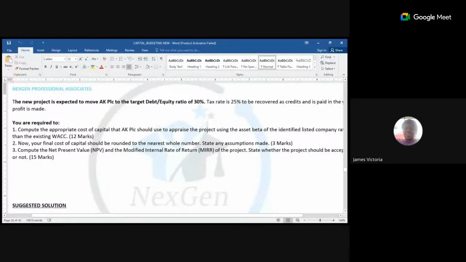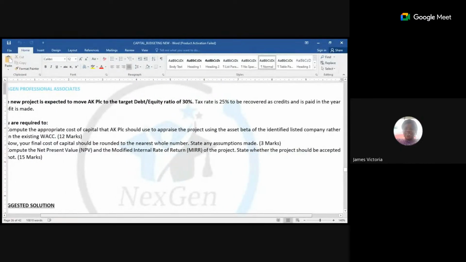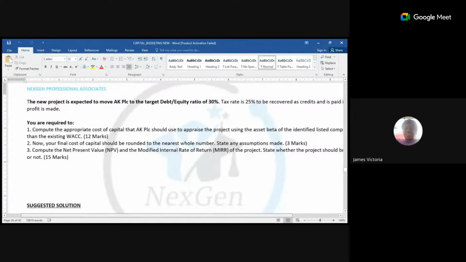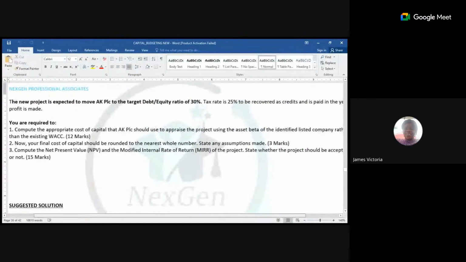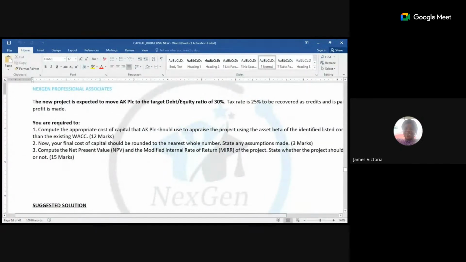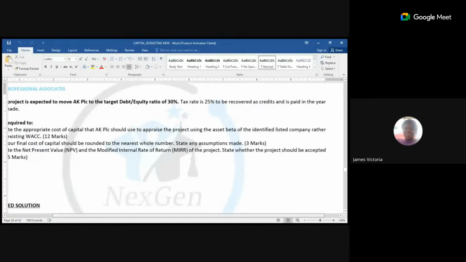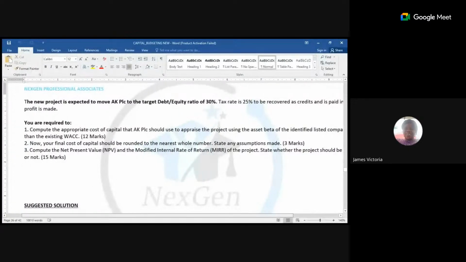You are required to compute the appropriate cost of capital that AK PLC should use to appraise the project using the asset beta of the identified listed company as the existing weighted average cost of capital. Your final cost of capital should be rounded to the nearest whole number. State any assumptions made.